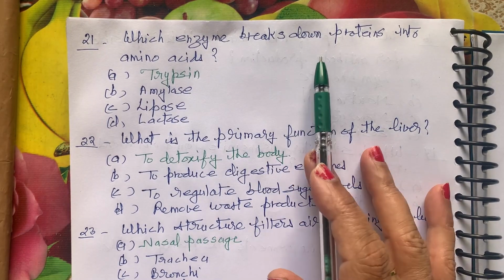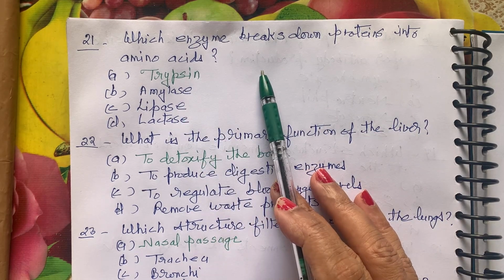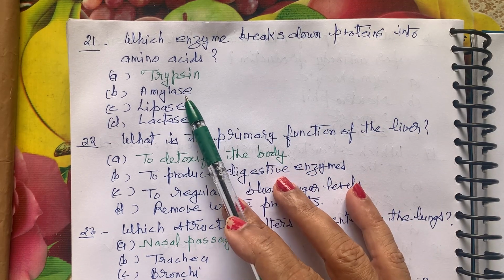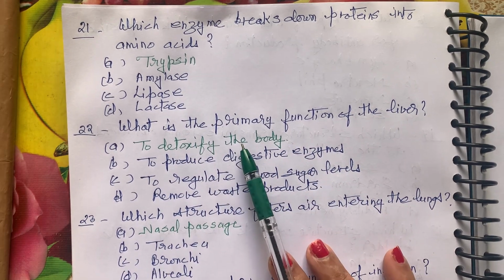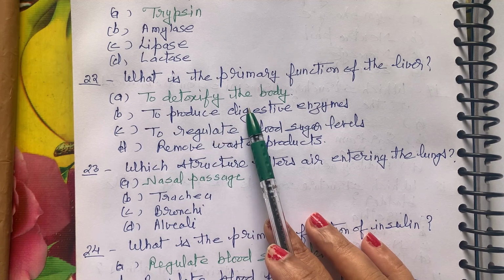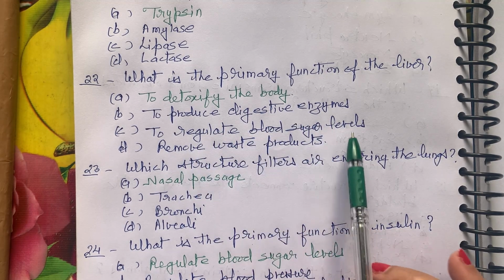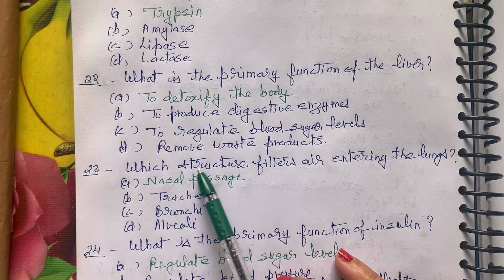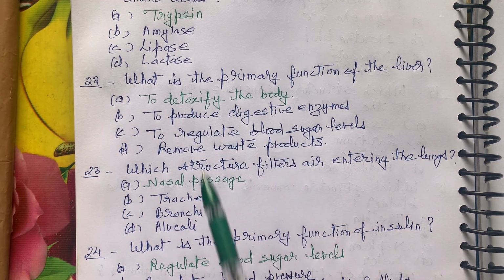Which enzyme breaks down protein into amino acids? Trypsin, amylase, lipase, lactase. Correct option is trypsin. What is the primary function of the liver? To detoxify the body, to produce digestive enzyme, to regulate blood sugar levels, remove waste product. Correct option, to detoxify the body.